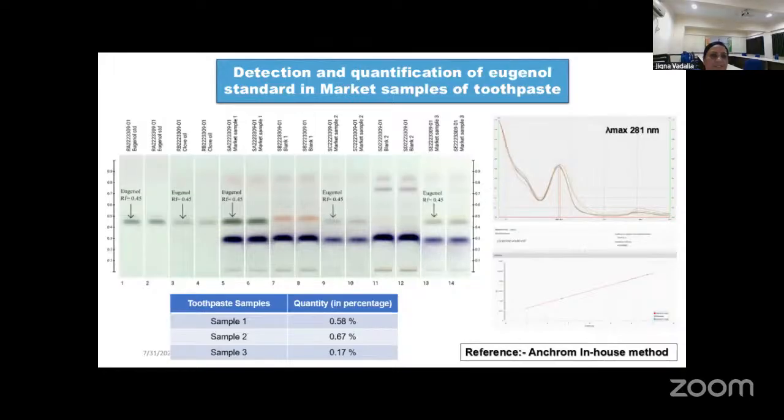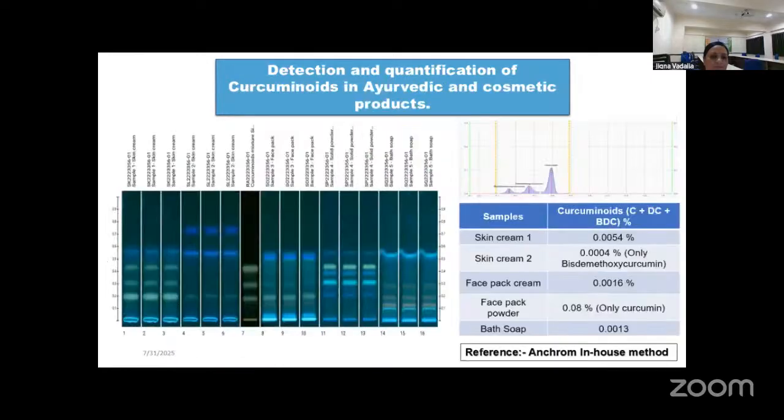Same way, this is the eugenol analysis in the toothpaste. And this is curcuminoids. Curcuminoids contain three bands, curcumin 1, 2 and 3. So if a sample, for example Vico turmeric cream, contains curcumin, you can analyze whether it contains curcumin or not. So here there are different samples.